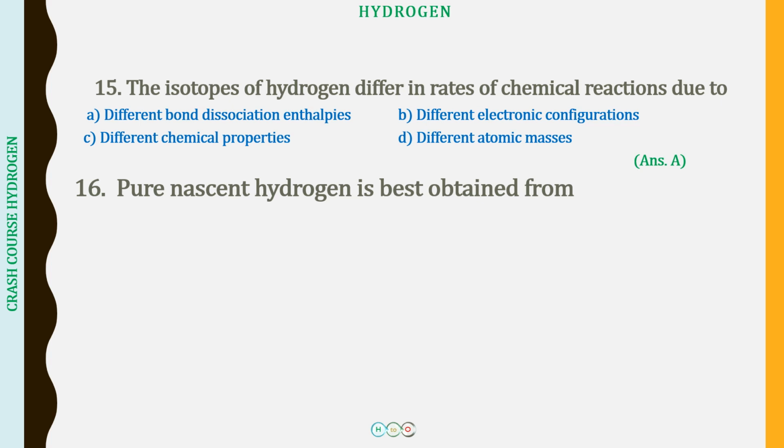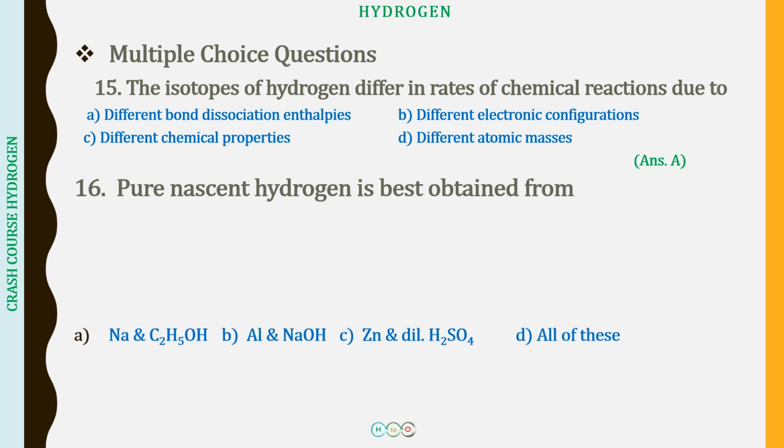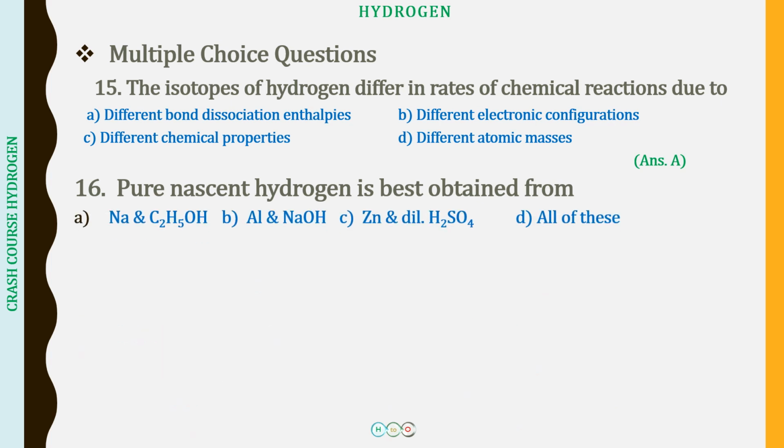Pure nascent hydrogen is obtained from Na and C2H5OH, aluminium and NaOH, zinc and dilute H2SO4, all of this. So all of these are the correct choices. I will not be able to discuss everything once again, so please do watch that lecture. So the correct choice is going to be D choice.